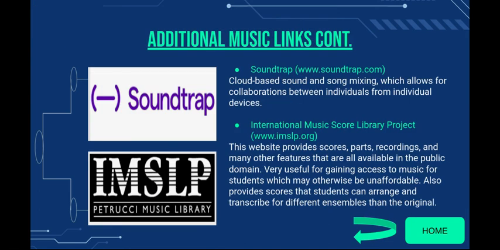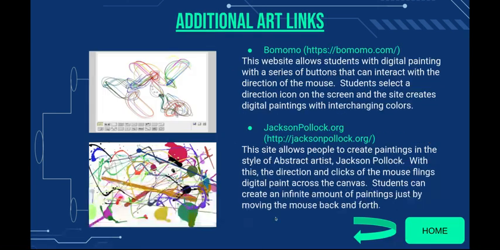Some additional music links are Soundtrap.com, cloud-based sound and song mixing, which allows for collaboration between individuals from individual devices. The International Music Score Library Project provides scores, parts, recordings, and many other features that are all available in the public domain. Very useful for gaining access to music for students, which may otherwise be unaffordable. Also provides scores that students can arrange and transcribe for different ensembles than the original.